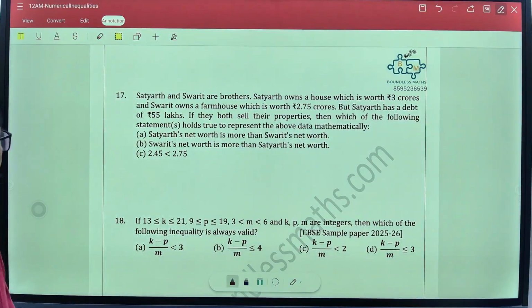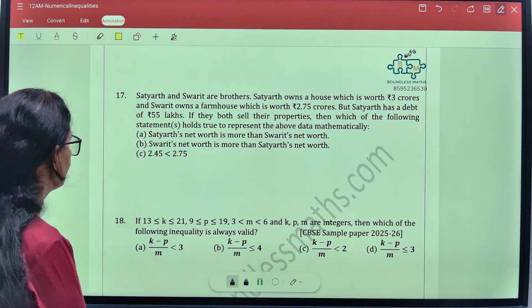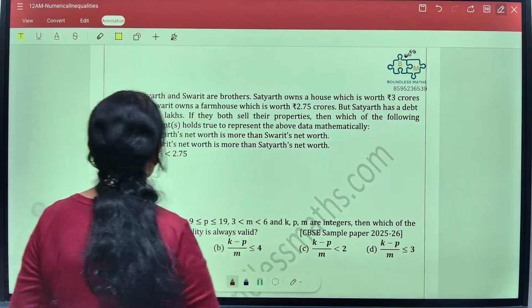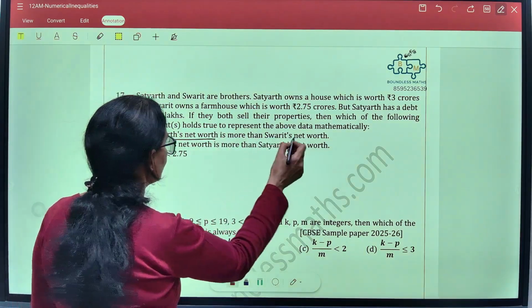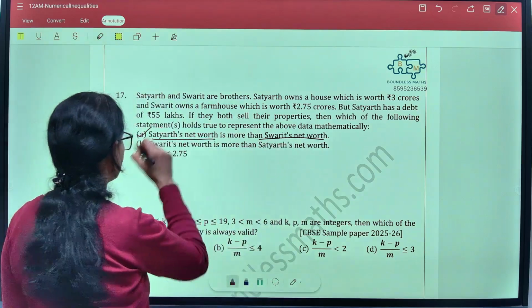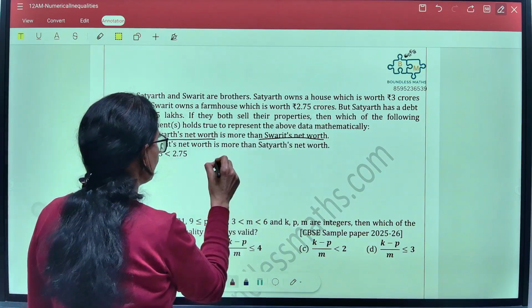Satyarth and Swarit are brothers. Satyarth owns a house which is worth rupees 3 crores and Swarit owns a farmhouse which is 2.75, but Satyarth has a debt of rupees 55 lakhs. Okay, if they both sell their properties, then which of the following statements holds true? Very easy theoretical question, you'll say. Satyarth's net worth is more than Swarit's net worth. What is Satyarth's net worth? It is rupees 3 crore.